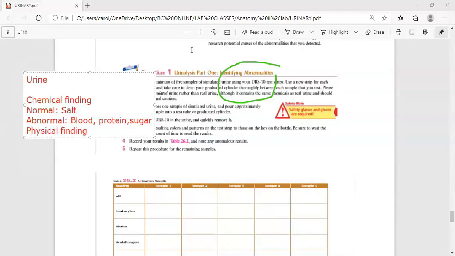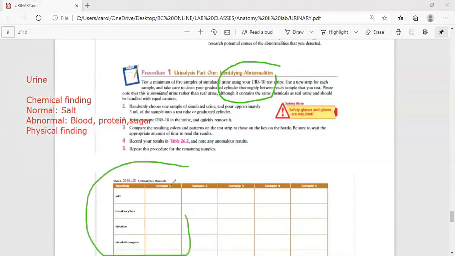In this case, the activity in the lab is for you to find these abnormalities. Obviously, once you find them, you're going to make notes in here, and you're going to show during the lab what you find in there.